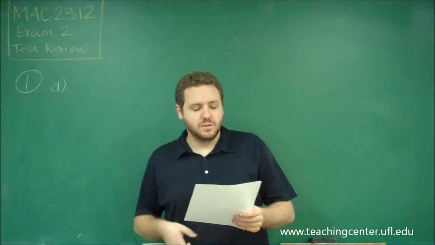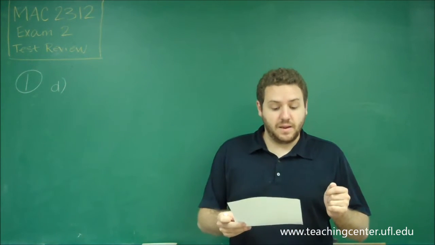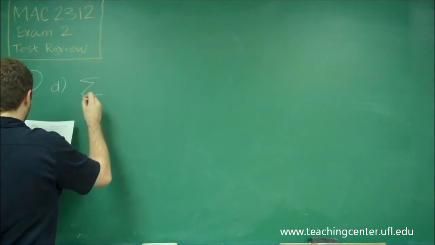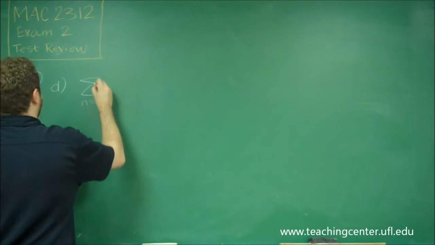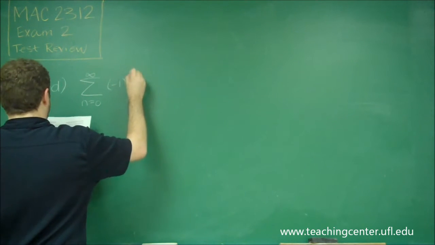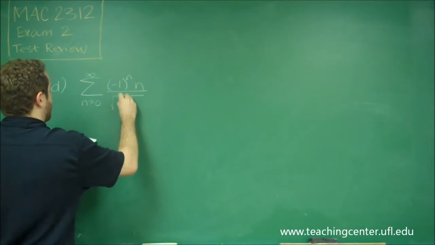Alright, for 1D, we're testing a series for convergence or divergence, and we have an alternating series this time. So we have the sum from n equals 0 to infinity, negative 1 to the n times n over the square root of n cubed plus 1.